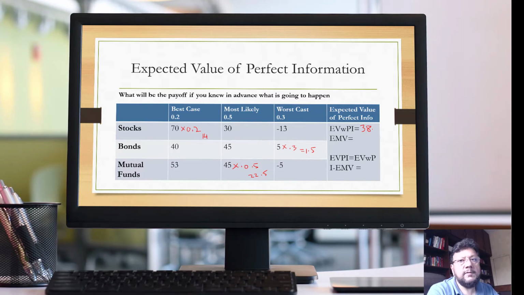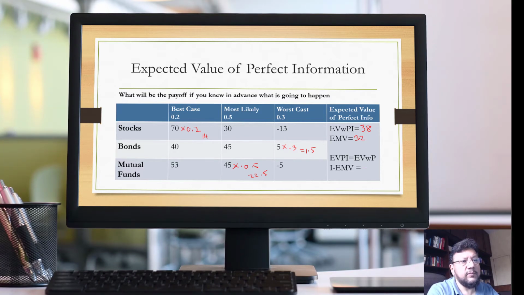So 38 is what you get if you had perfect information. Every time that you're investing, you know where to invest. Now you compare that with the monetary value that we got earlier, when we didn't have perfect information. So the monetary value in the last slide was 32. So this difference is basically the value of information. This is called the value of information.